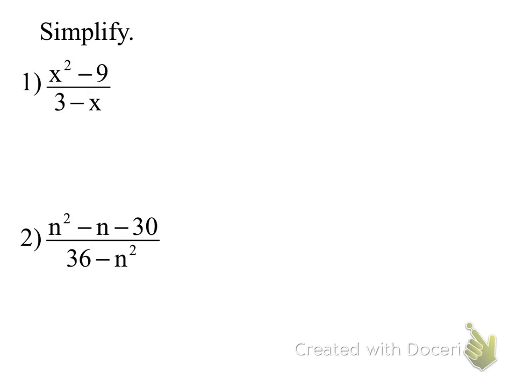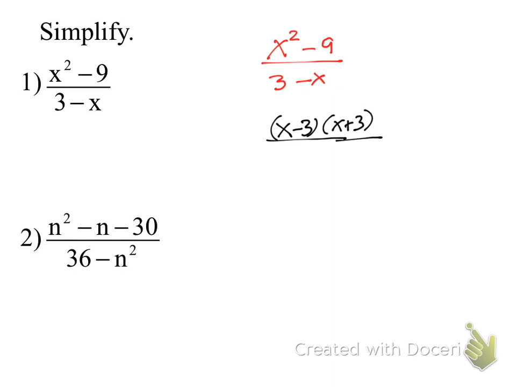Okay, so let's factor our numerator. I've got x squared minus 9 over 3 minus x. On the numerator, how would I factor that? x minus 3 times x plus 3. In the denominator, I need to make this look like one of those two so I can cross cancel.